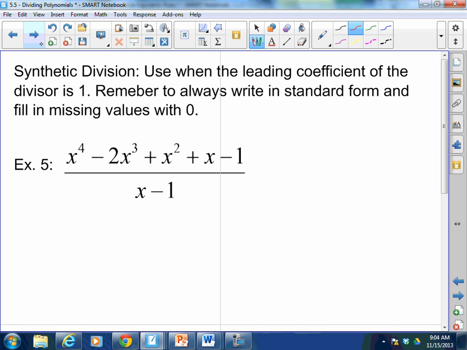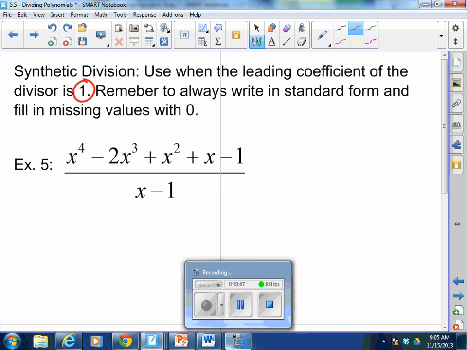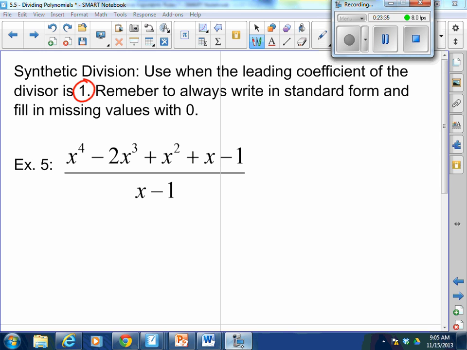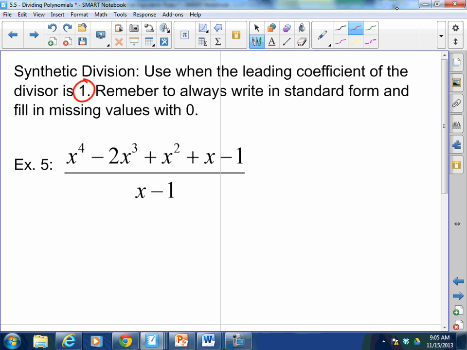You're going to love this a lot more. Synthetic division, you use this when the leading coefficient of the divisor is 1, though. That is the caveat. That is the warning. If I have a 3 here, you're out of luck. You got to go long ways. Because if not, you have a fraction, and then it's just a pain. You can do it still with synthetic. We're going to do it later on with fractions, but for right now, let's learn how to work with synthetic when your divisor has a coefficient of 1.